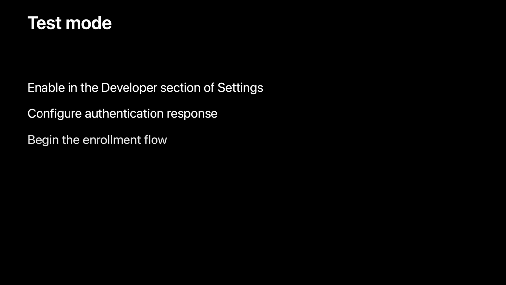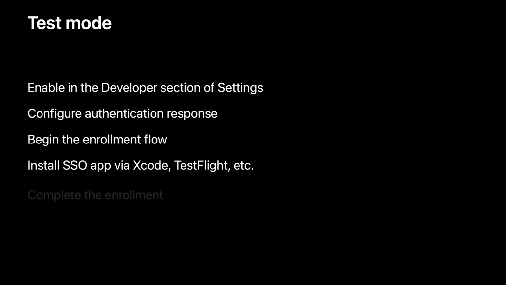To get started with test mode, head to the Developer section of Settings and enable Enrollment Single Sign-On Test Mode. You'll then need to configure your authentication response with the new HTTP header and the corresponding JSON document. Then in VPN and Device Management, start the enrollment process. During the enrollment, you'll be prompted to install the Single Sign-On app. You can install the app using any method available, from Xcode to TestFlight or even Enterprise App Distribution. After that, return to Settings and complete the enrollment.